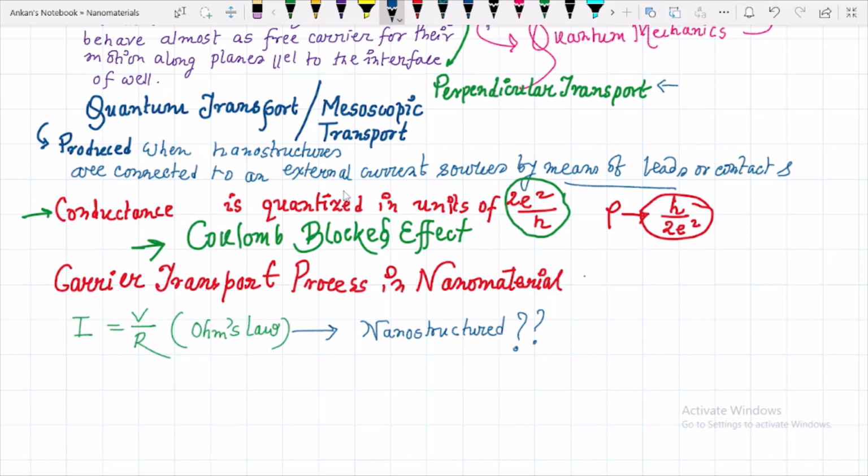So let us first discuss the different effects during the transportation of the electron.